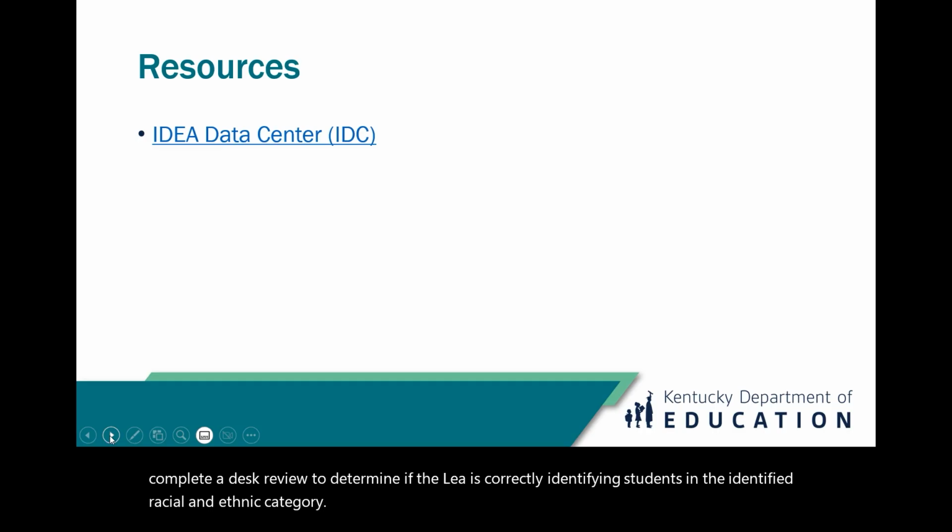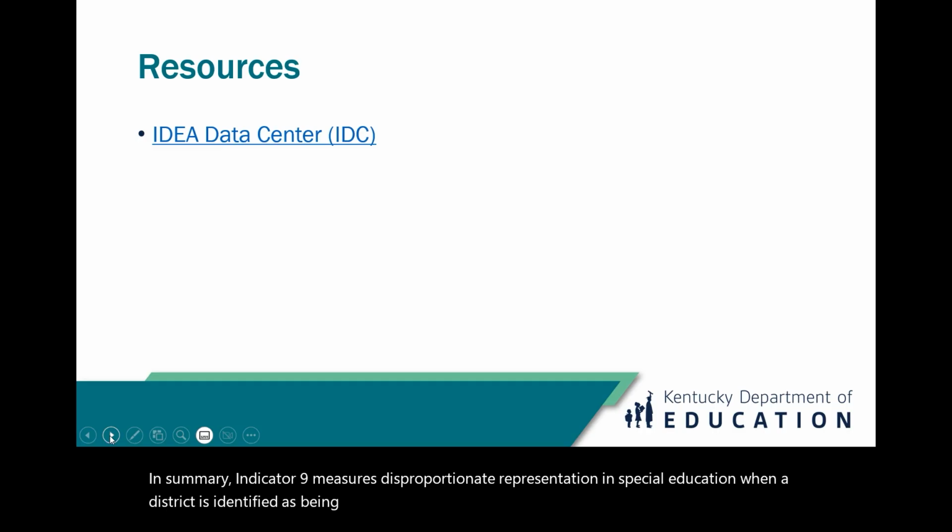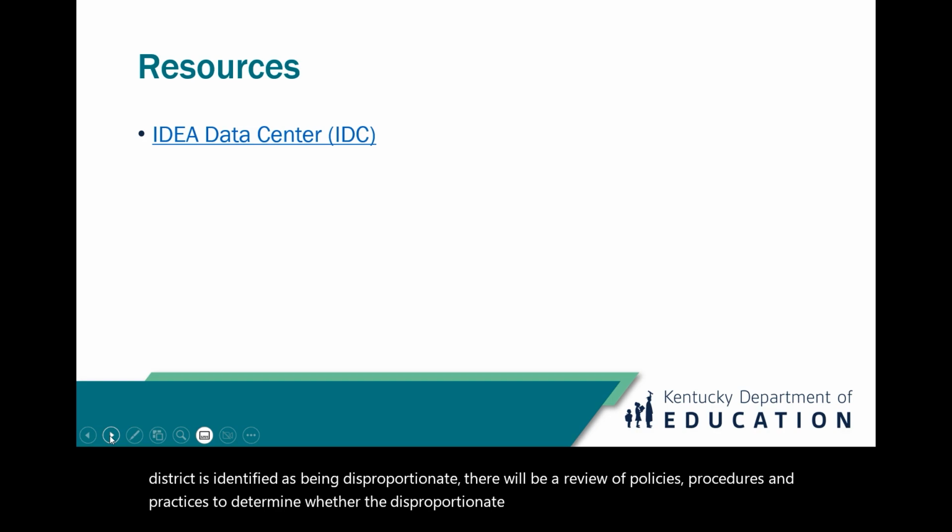In summary, Indicator 9 measures disproportionate representation in special education. When a district is identified as being disproportionate, there will be a review of policies, procedures, and practices to determine whether the disproportionate representation was due to inappropriate identification.